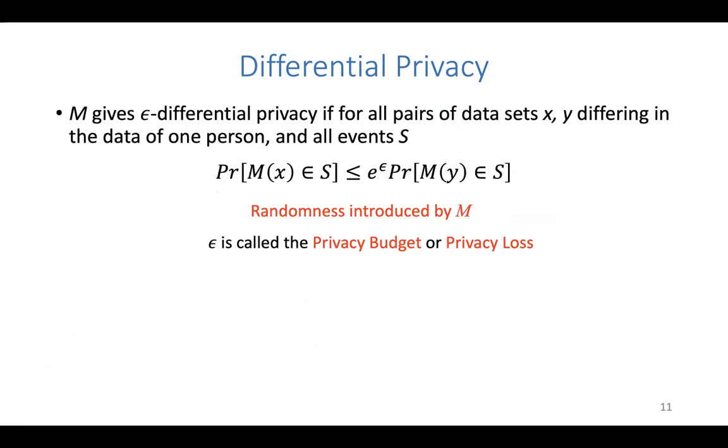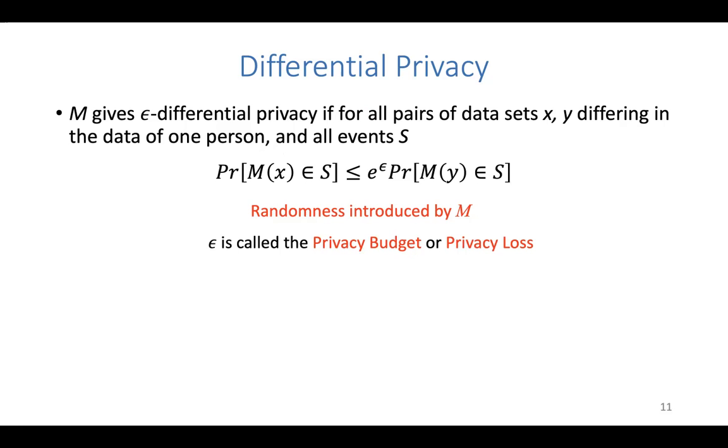So formally, what differential privacy is, is this inequation here. A random algorithm M, or a random mechanism M, provides epsilon differential privacy if, for all pairs of datasets X and Y differing in one person's record, so X and Y just differ by one person's record, one entry, one row, and for all events S, this is guaranteed, then that means that this M provides epsilon differential privacy.